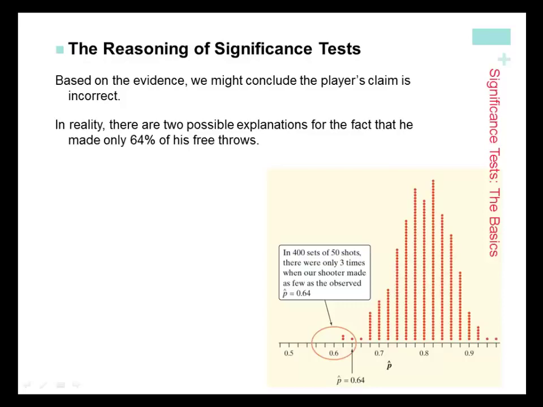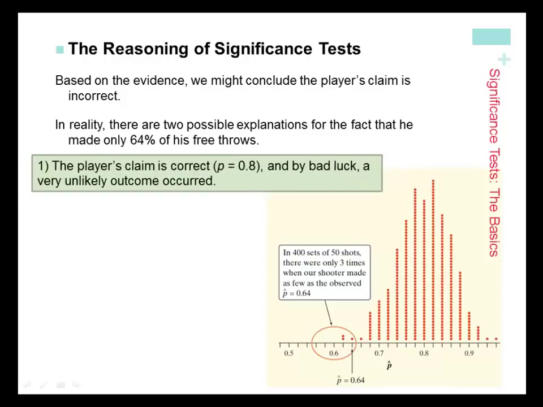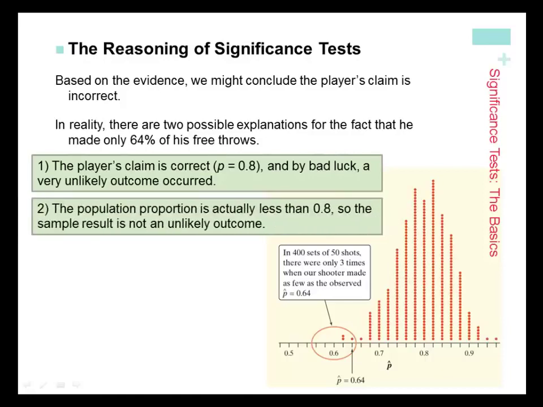In reality, there are 2 possible explanations for the fact that he made only 64% of his free throws. The first one being, the player's claim is correct. He is actually an 80% free throw shooter, but he had bad luck that day, and a very unlikely occurrence actually did happen. The second possible outcome is, the population proportion is actually less than 80%, so the sample result is not an unlikely outcome.